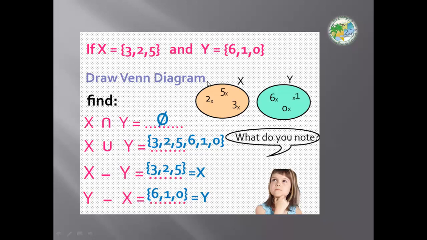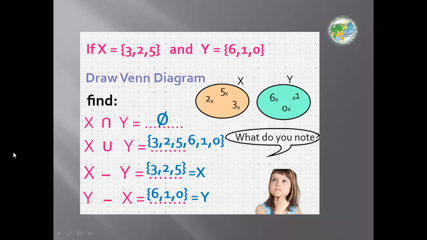To draw a Venn diagram, look at the two sets, then find X intersection Y. Is there an intersection? Is there a common element? No, so the answer will be the empty set. X union Y means collect all elements of the two sets: 2, 3, 5, 6, 1, 0.